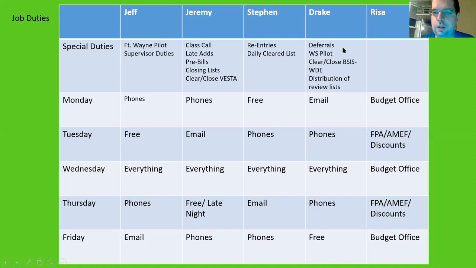And then Drake, who's got deferrals, Wesley Seminary pilot. This is a fairly new program that has to do with Spanish-speaking students. Clear and close, the Bachelor's of Information Service, Web Development Specialization, and weekly distribution of review lists. And he goes email, phones, everything, phones, free day.